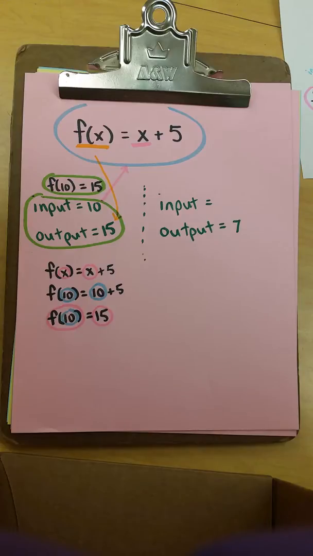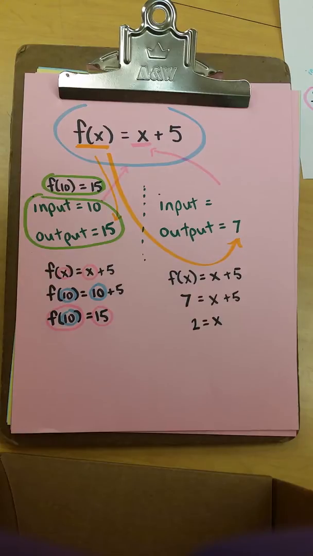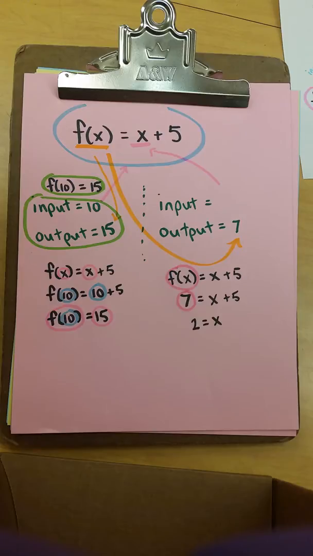Let's do the other side. In this problem, our output was 7. So what was our input? We might rewrite the problem this way. Notice in the first line, f of x equals x plus 5, we have just written the function. In the second line, we've swapped out the output f of x with 7. From here, we just need to solve for x, and we see that the input must have been 2.